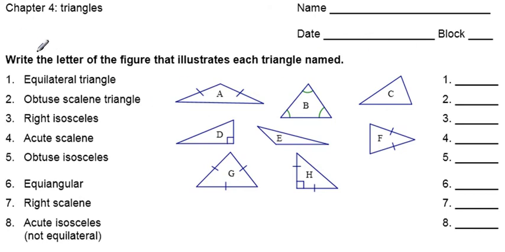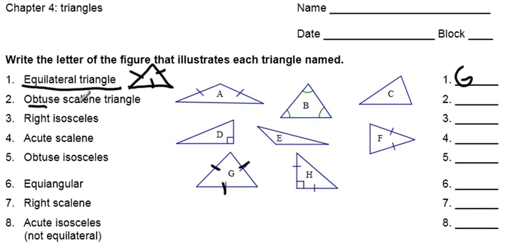Okay, for the examples, we want to write the letter of the figure that illustrates each triangle named. So we're looking for an equilateral triangle. We want to look for something where all the sides, because equilateral is named by sides, are the same. So they're going to be marked with the same markings. The one that fits that description is G.